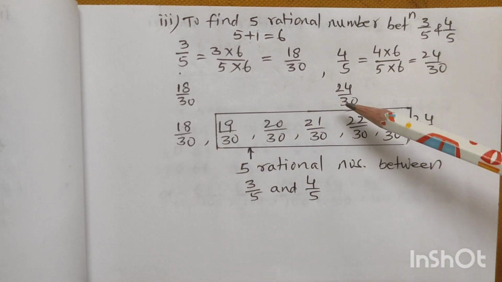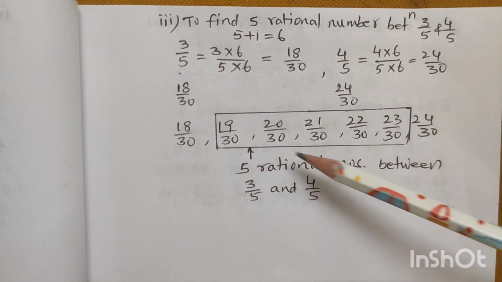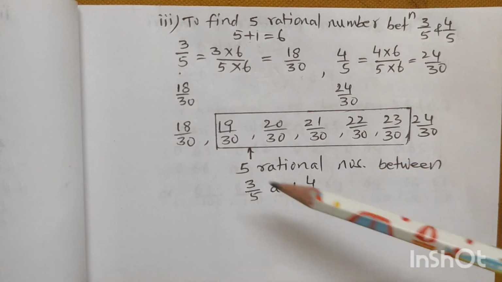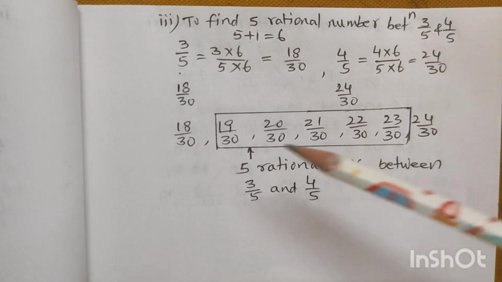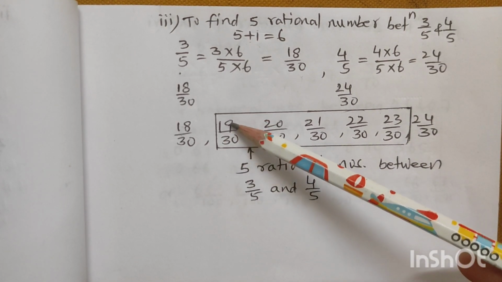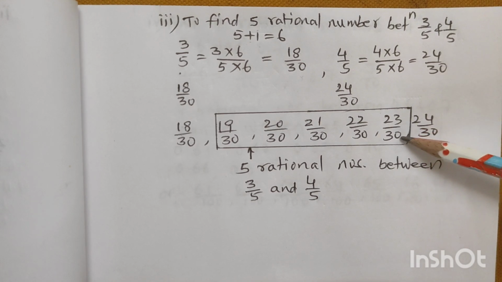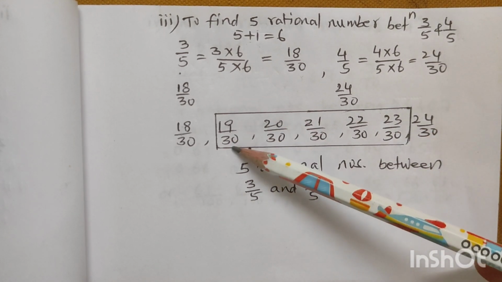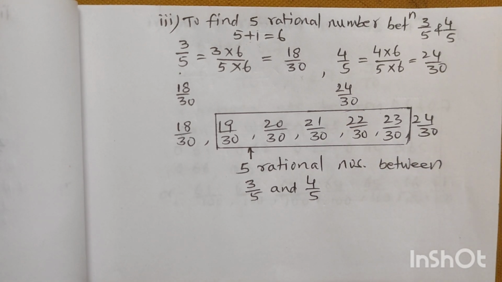Now between these two rational numbers, it is easy now to find. We have to note here that denominators are same. So just by increasing by 1 the numerators, we get all the rational numbers in between: 19 by 30, 20 by 30, 21 by 30, and so on.